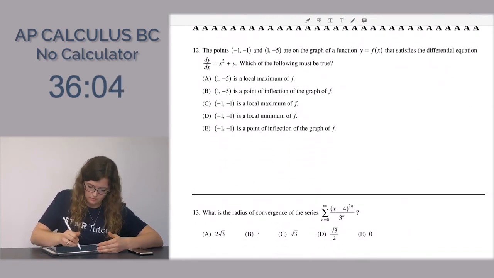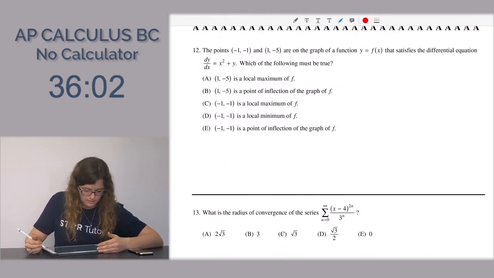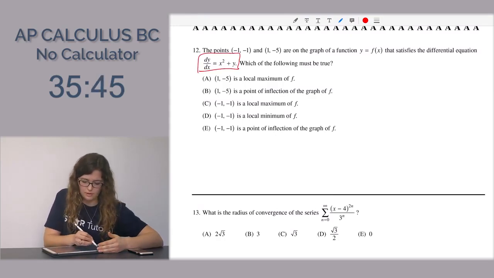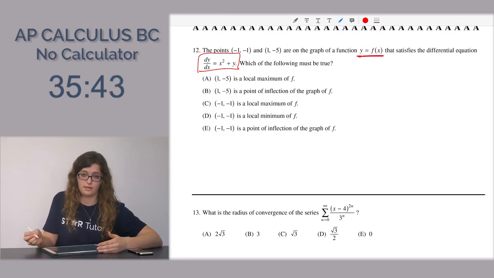Number 12. The points (-1, -1) and (1, -5) are on the graph of the function y equals f of x that satisfies the differential equation. Which of the following must be true? Okay, so they've given me a differential equation, and they've told me 2 points on the solution to that differential equation.